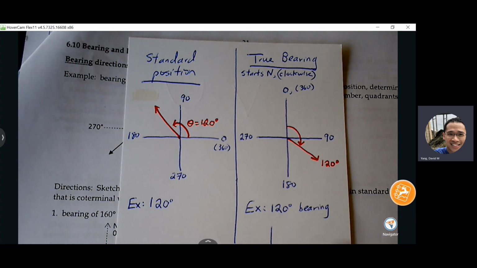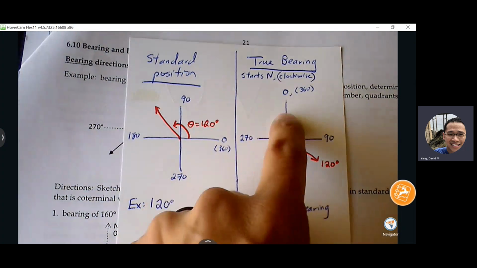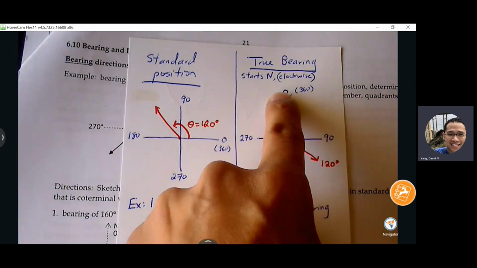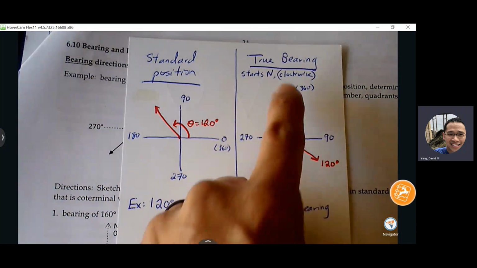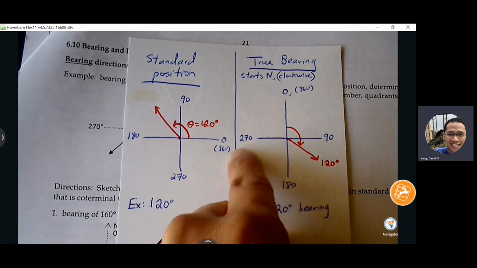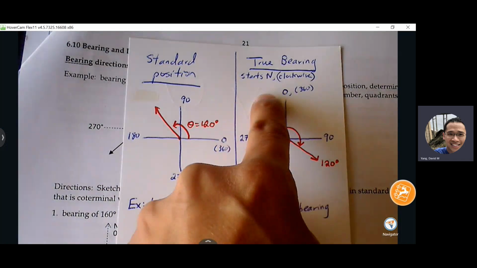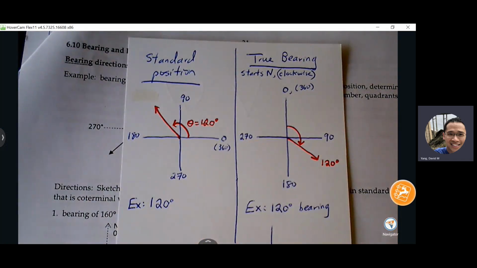Now bearings, still the same coordinate plane, but bearing starts at north. So this is 0 degrees, and it's moving clockwise. So this is 0 degrees, this is 90, this is 180, this is 270, and then back to 360. Okay, so basically they're just 90 degrees off from each other.